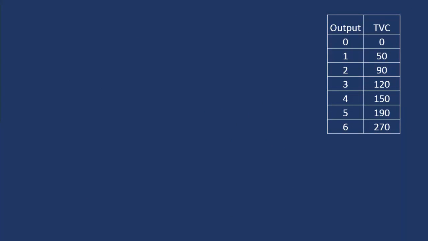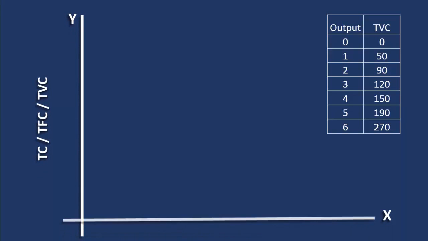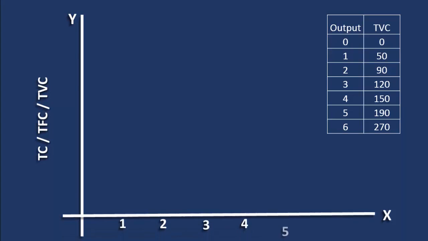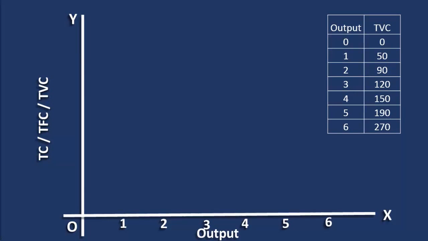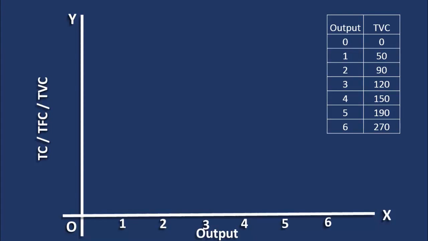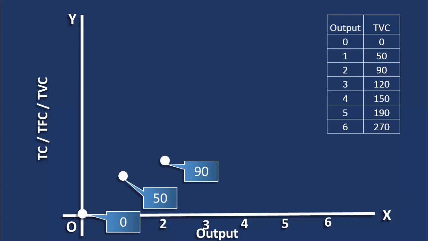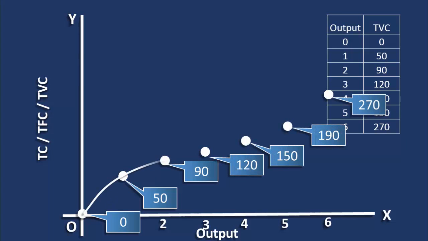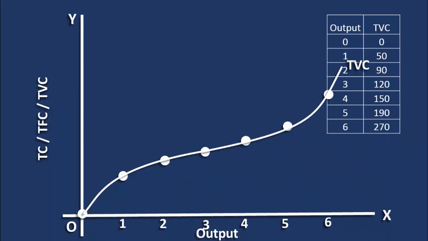And now we shall go through the total variable cost curve. The table we have arrived at is given here. The total variable cost is increasing with every increase in output. The points are plotted on a graph sheet. The curve joining these points is called the total variable cost curve.